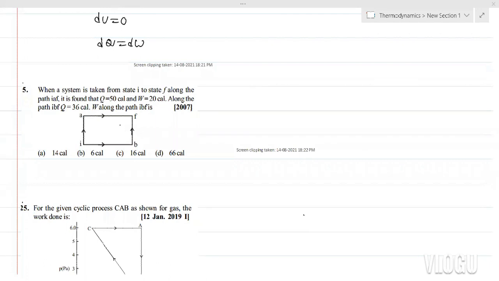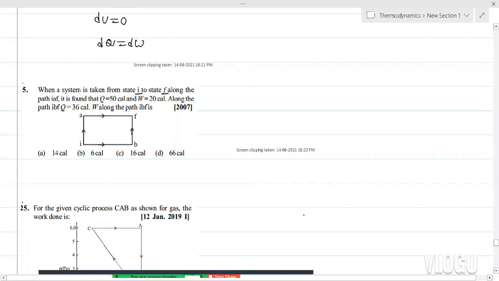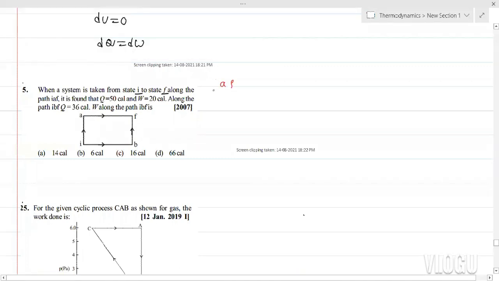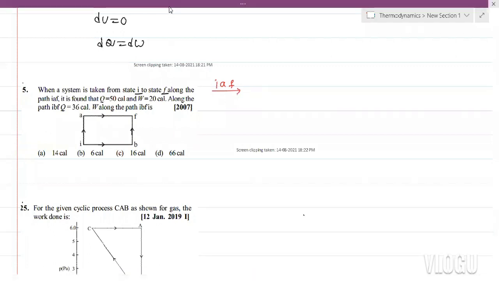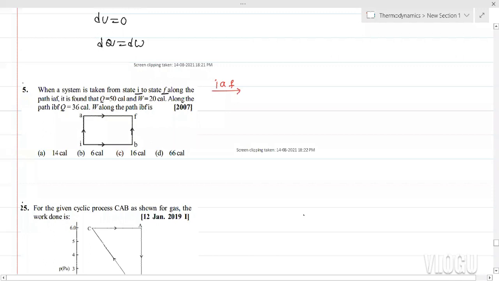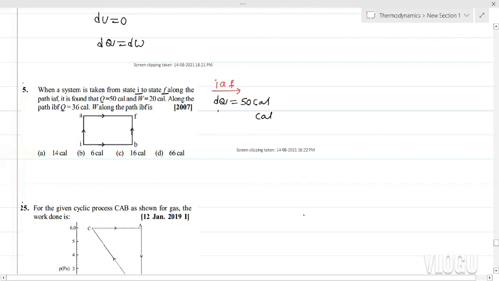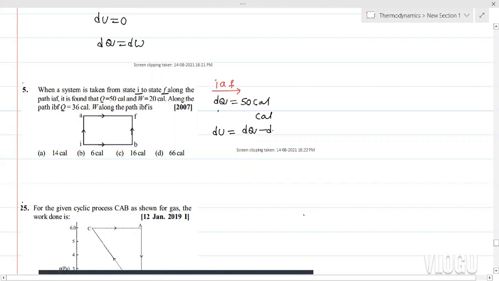Okay. Suppose here we are having a problem. When a system is taken from state I to F along the path IAF, first we are moving along the path IAF, I to F. Here dQ is 50 calories, and dW is 20 calories. So according to the first law of thermodynamics, we write dU equals dQ minus dW, that is 30 calories.